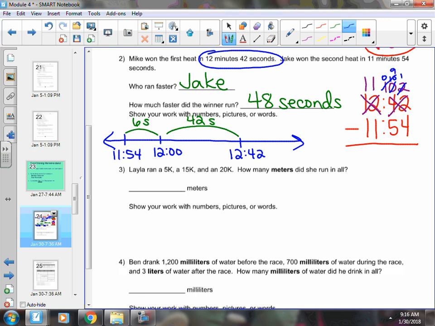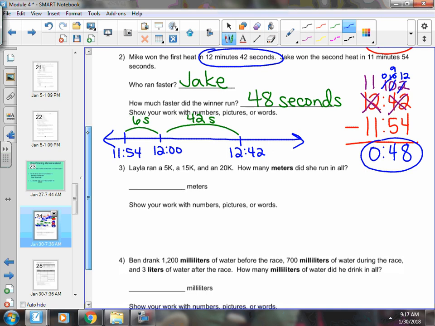And some people can do it in their head, but if you can't, you can do this. 12 minus 4 is 8. 8 minus 5 is 4. 11 minus 11 is 0. Well, looky there. 48 seconds, just like I got with my number line. So you can do it in either way, a number line, a subtraction problem. Maybe it'll depend on the situation, but either one would mathematically work.